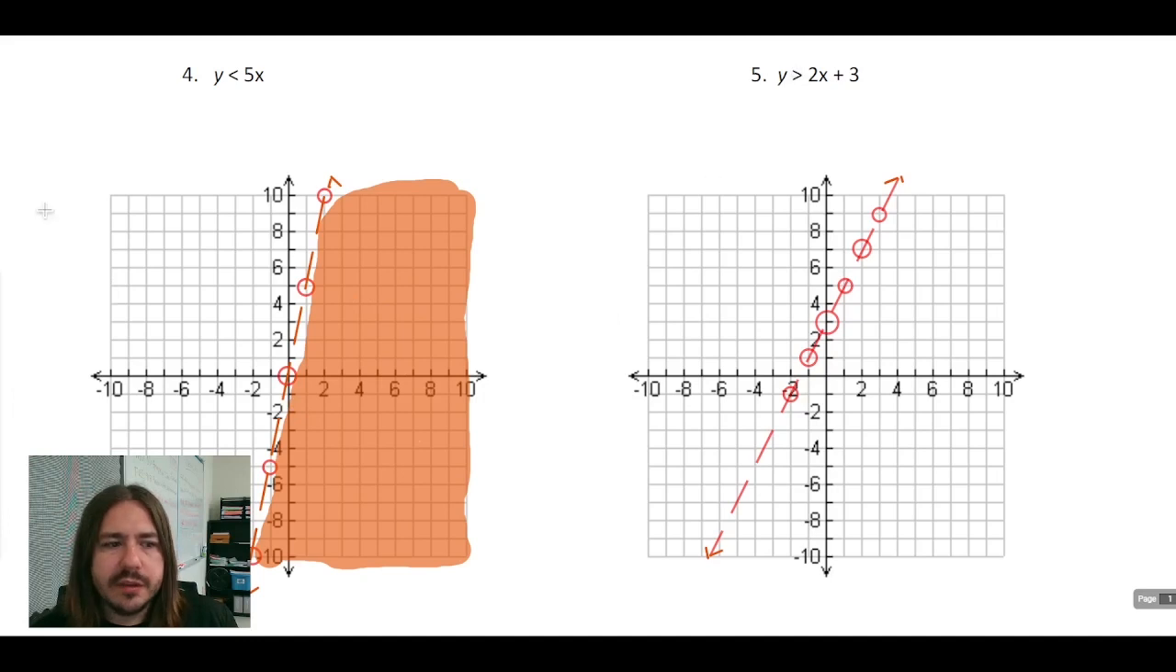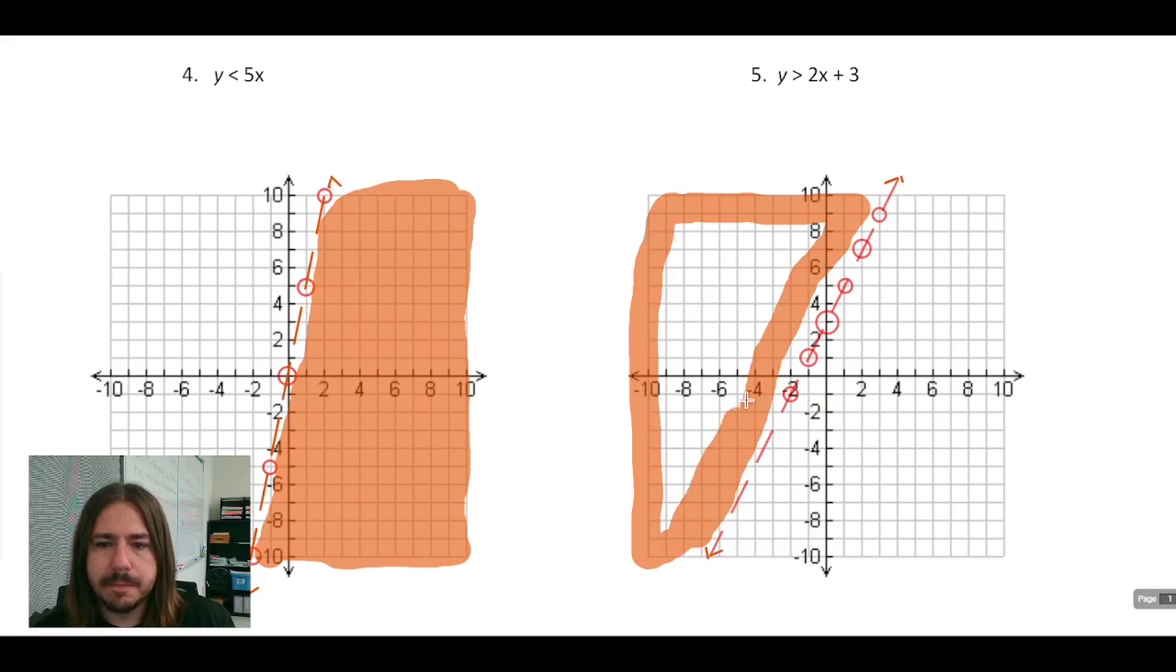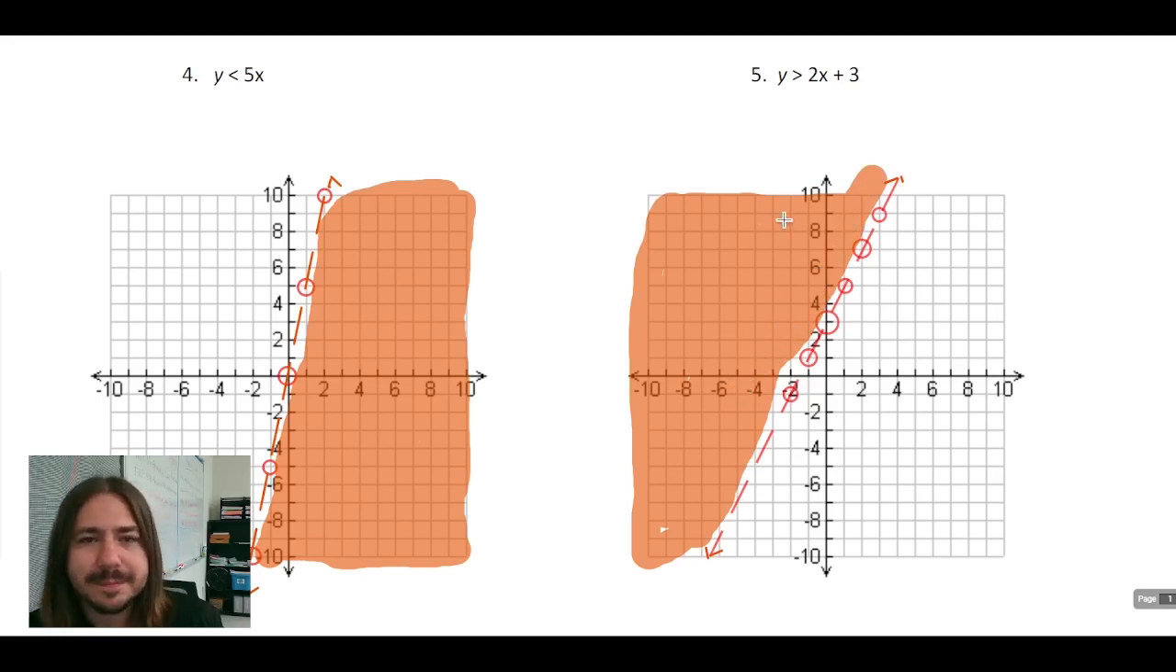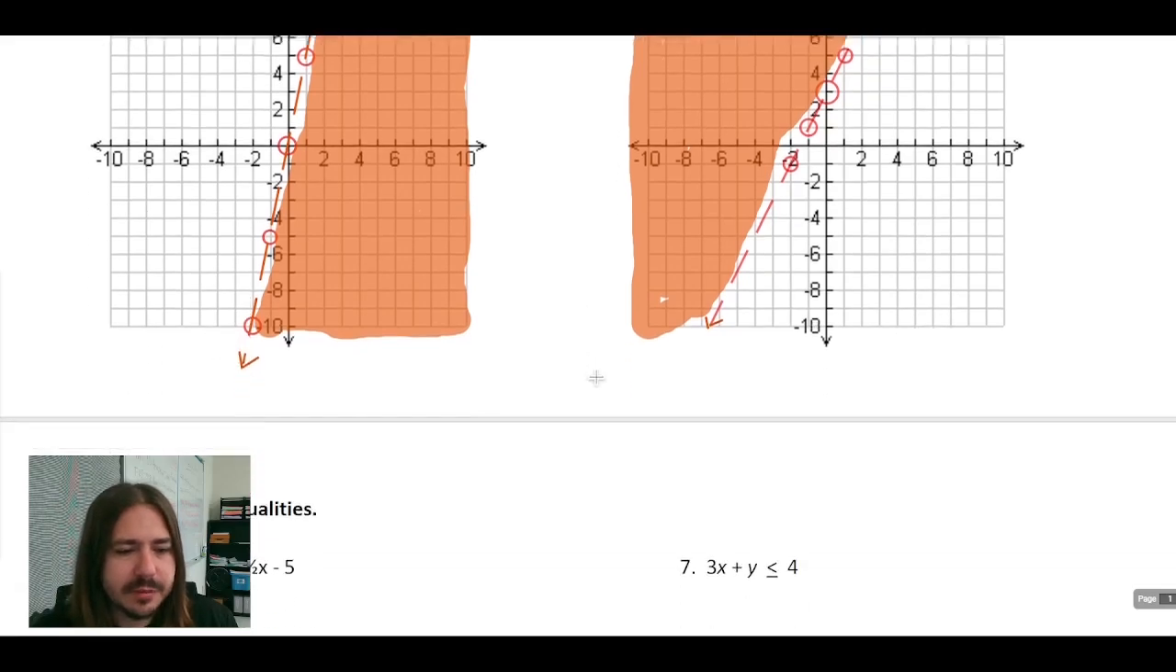So it says y is greater than. So that means that we're going to shade up. Less than you shade down, greater than you shade up. So that means the shaded region is going to be this region. Any point in the shaded region is going to be a solution to the inequality. All right. Yeah, there's number 5. Take a look at number 6.